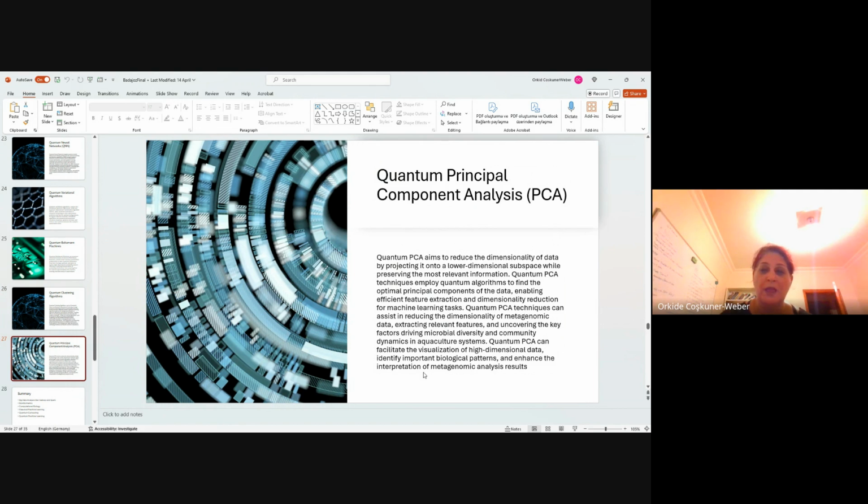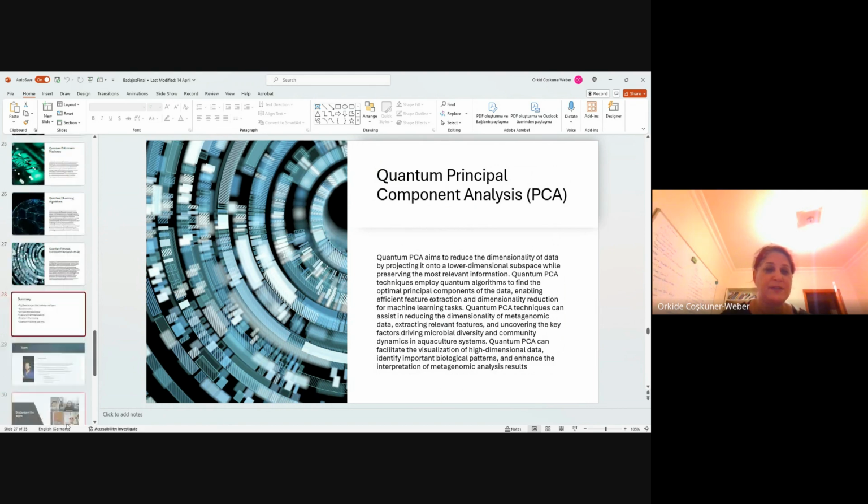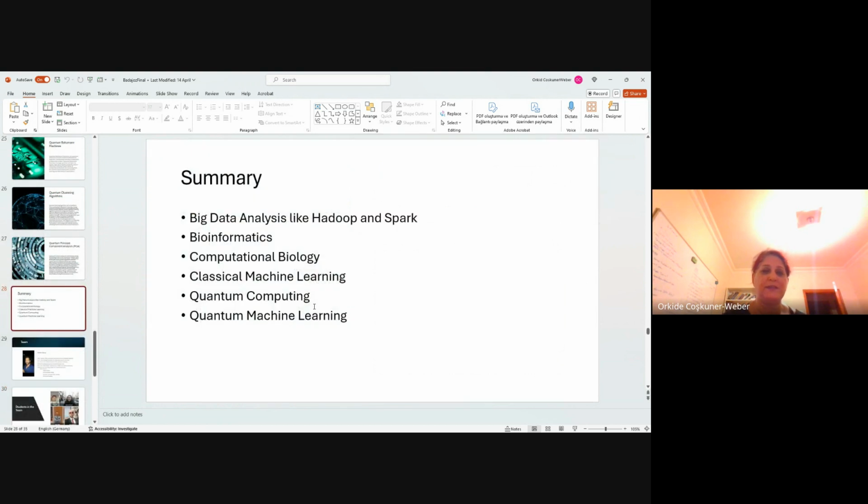metagenomic analysis results. So in summary, in this lesson, we learned computational approaches like big data analysis, bioinformatics, a little bit of computational biology, classical machine learning, quantum computing, and quantum machine learning.